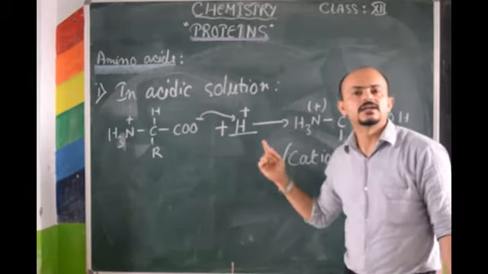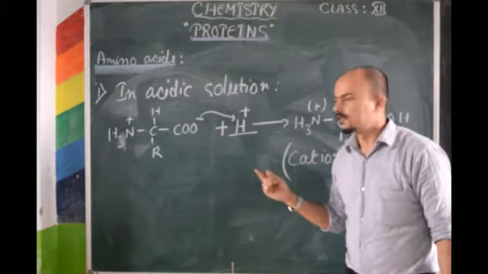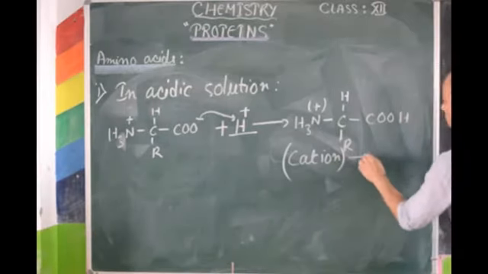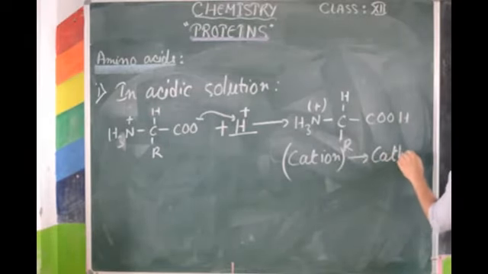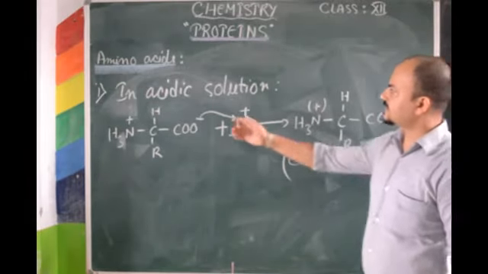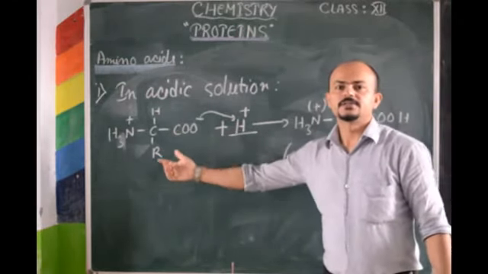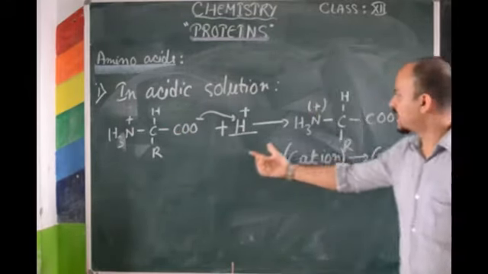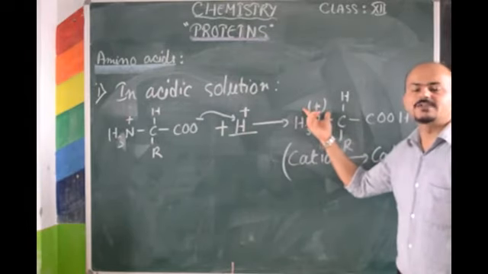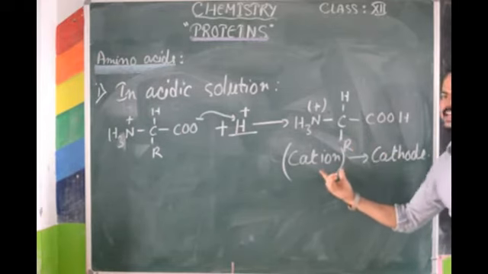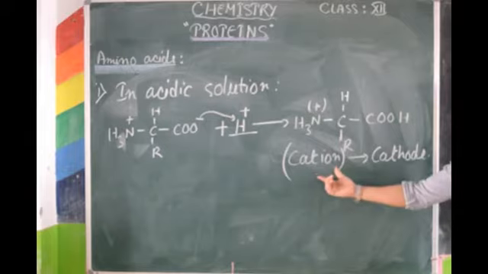Cations will go to the cathode. Please remember, this is a cation in acidic solution and will migrate to the cathode during electrolysis. So in acidic solution, this zwitterionic form of the amino acid will exist in cationic form, meaning it will have a positive charge, and as a result, when electrolysis is carried out, it will migrate towards the cathode. Cations go to the cathode.